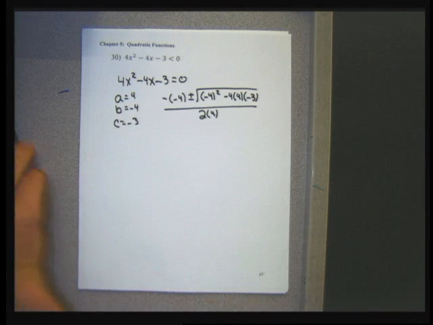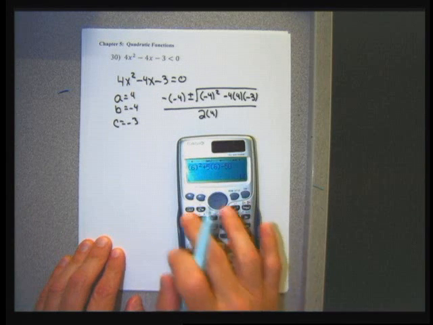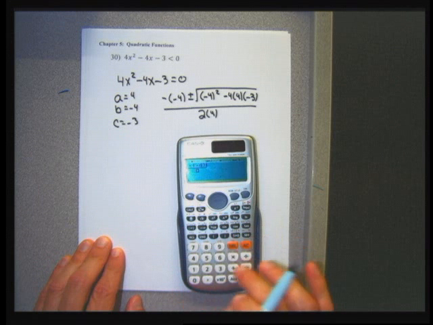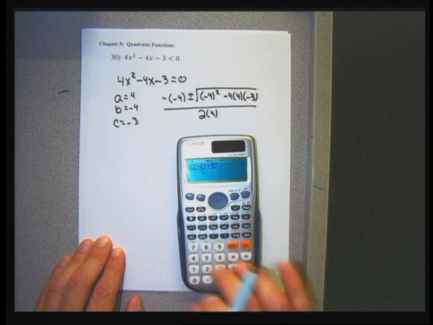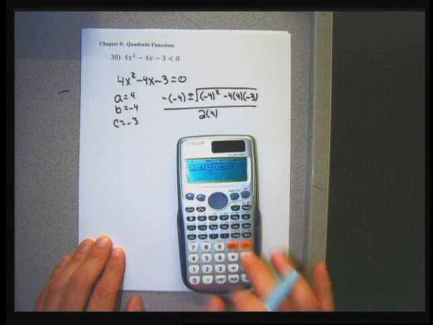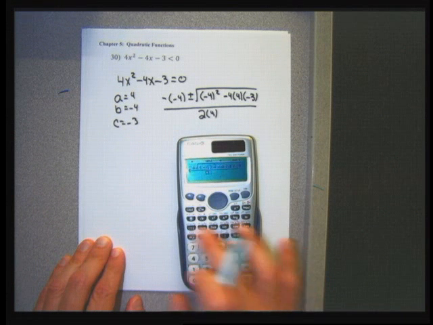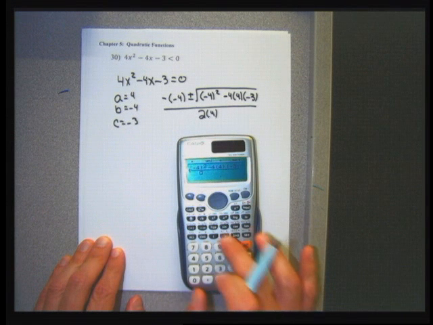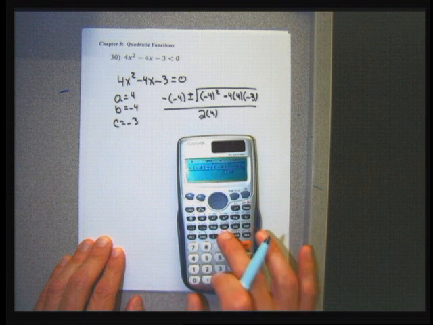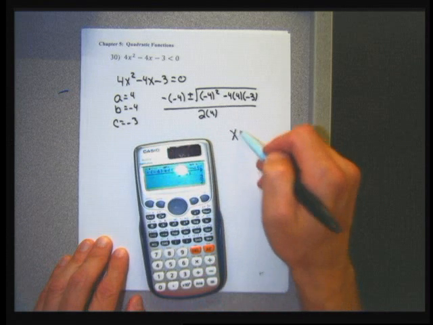And I bust that out in my calculator, so best I can. Fraction, negative parentheses negative 4, plus square root parentheses negative 4 squared minus 4 times 4 times negative 3, all over 2 times 4. So hopefully this skill has not left you. And I get x equal to 3/2.